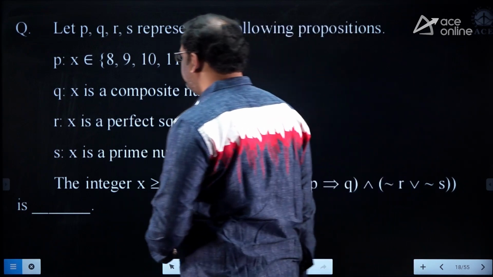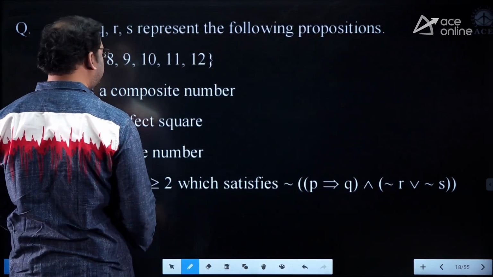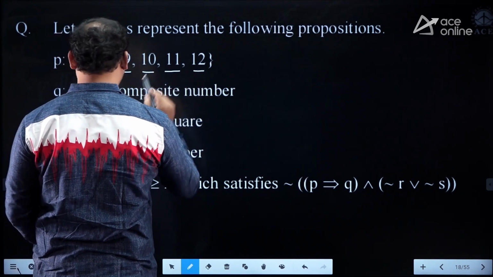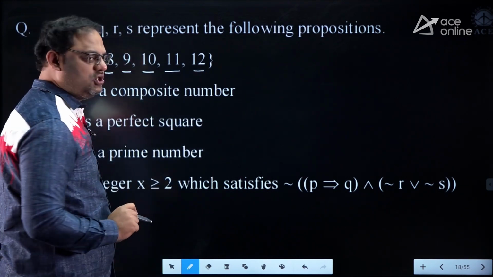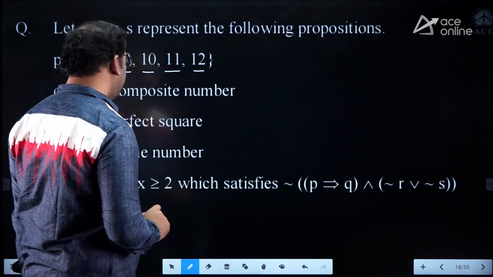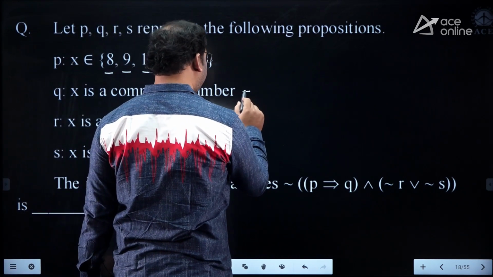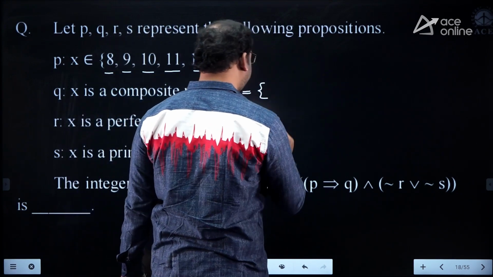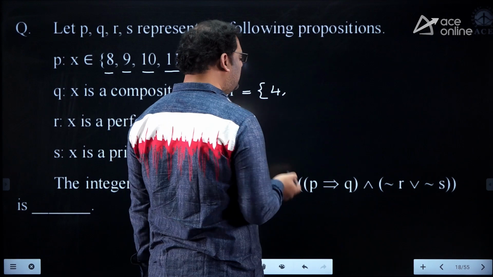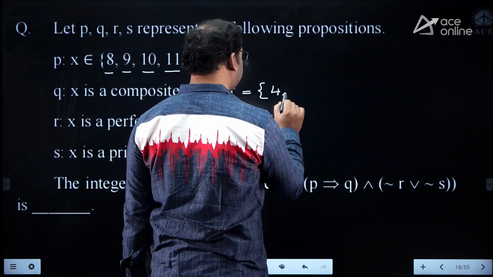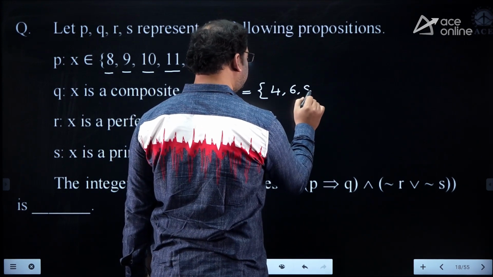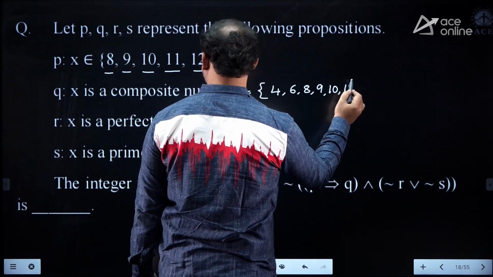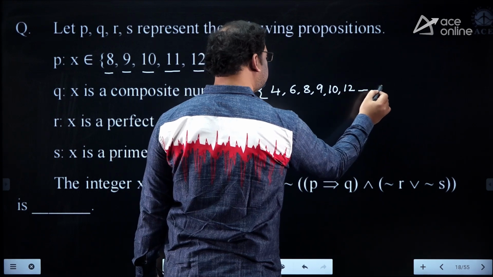So here P says that X belongs to the integers either 8, 9, 10, 11 or 12, like this. And Q is a composite number. Composite number means it is having more than two factors, right? So composite numbers, they start from 4. 2 and 3 are prime numbers, na? 2, 3 prime numbers. 4, 6, 8, 9, 10, 12, so on, like this.